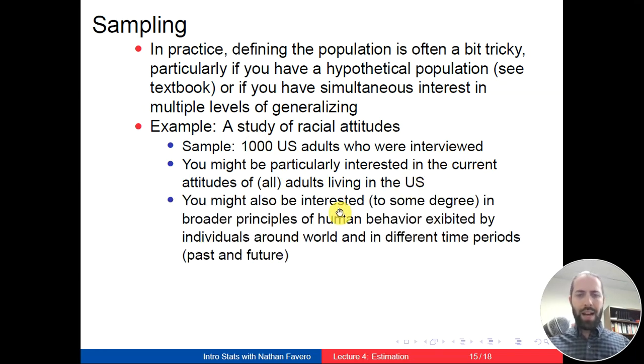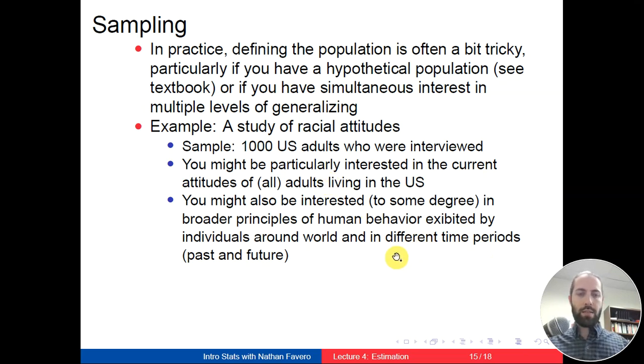However, I might also be interested, to some degree, in the broader principles of human behavior that extend beyond the current attitudes of all adults living in the US. In other words, I might be interested in general social science theory that could describe individuals in other countries and also in different time periods, that could help explain how Americans feel not just today, but 100 years ago.